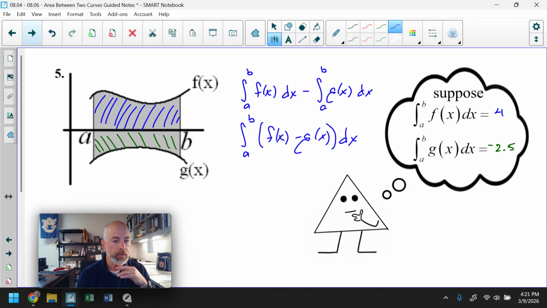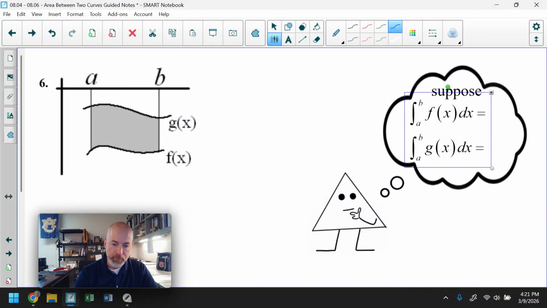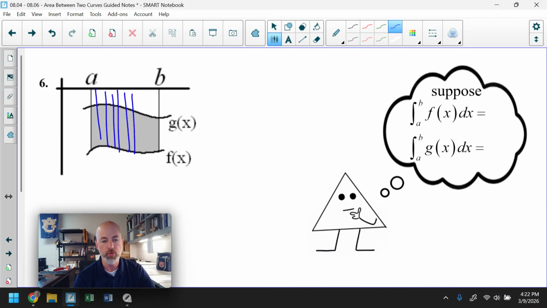Cool? All right. Now, what if they're both below the x-axis? Well, let's play the what-if game again. Let's think with Triangle Man here. Suppose the integral from a to b of f of x is, and that would be all of this, and this is below the x-axis, so this integral will produce a negative value. I'm going to call that negative 6.